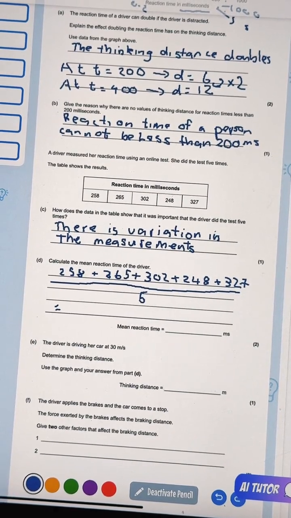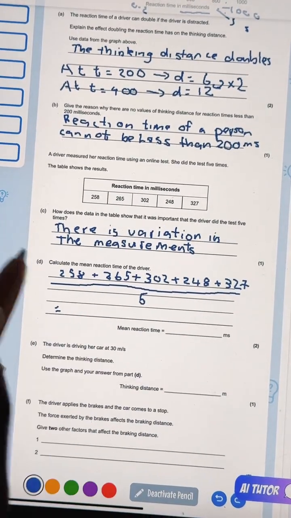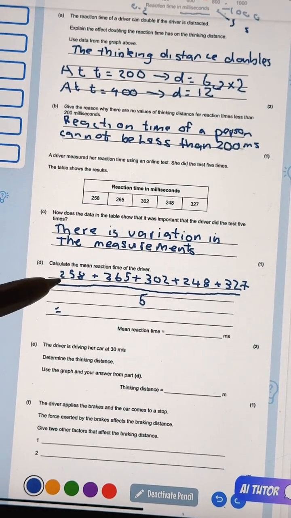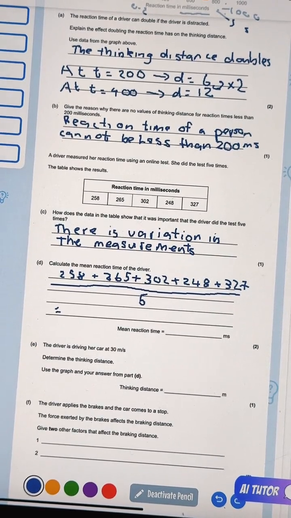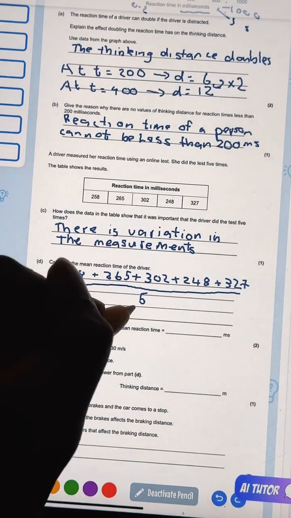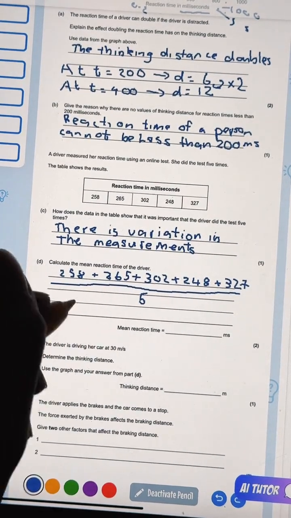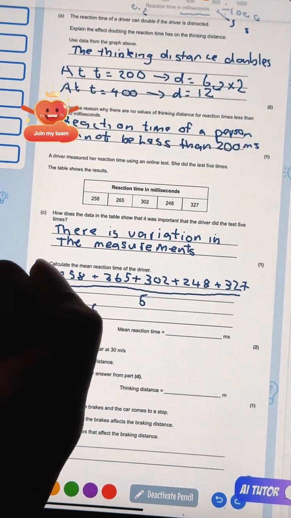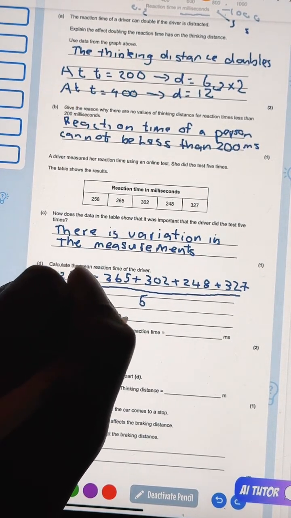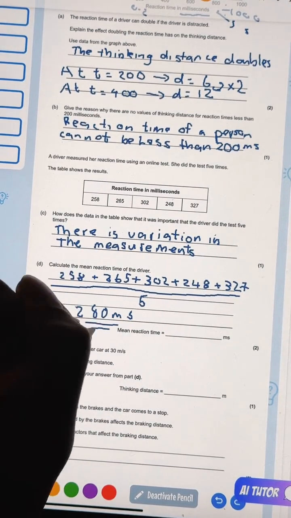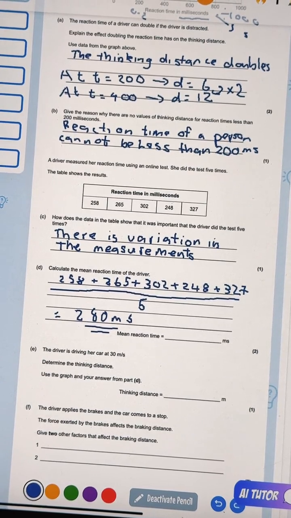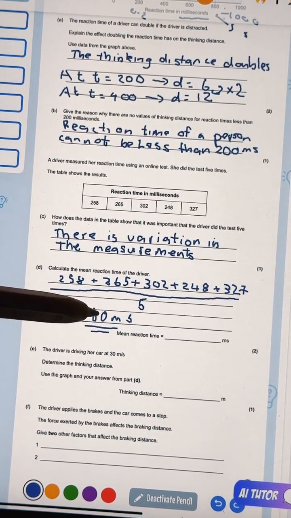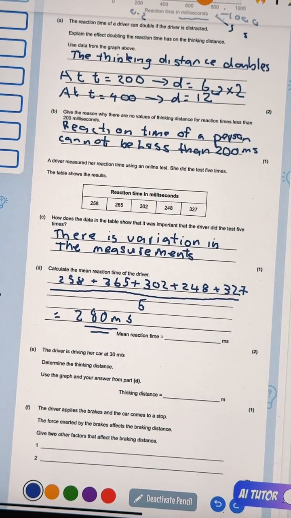Remember, this is all in milliseconds, so the numbers are in their hundreds because it's milliseconds. Essentially it's 0.25 seconds, 0.26 seconds, 0.3 seconds, etc. But this is represented in milliseconds. If you calculate that, the value that you would get is 280 milliseconds to 2 significant figures. The values there are also to 3, so you could probably get away with putting it to 3 as well, but 280 is great.